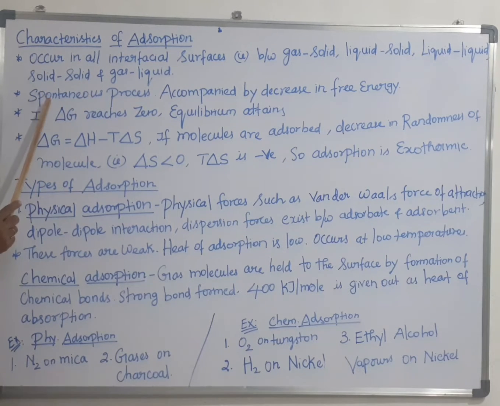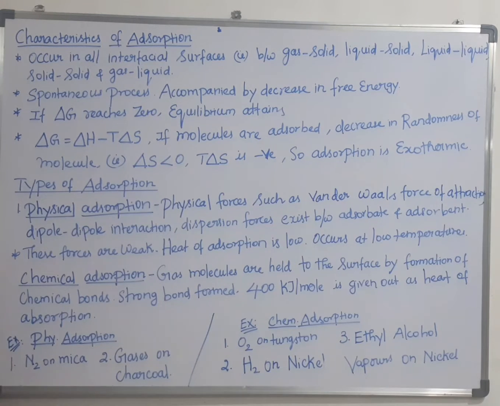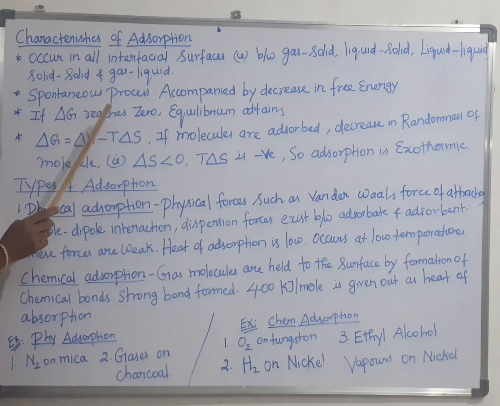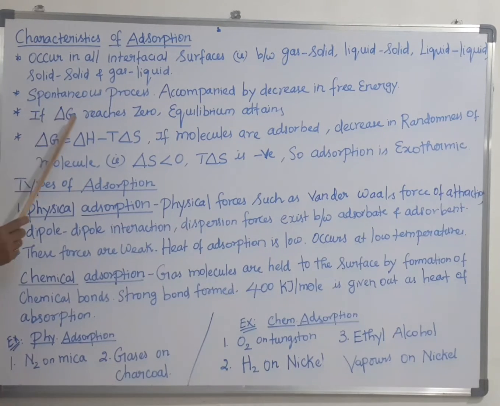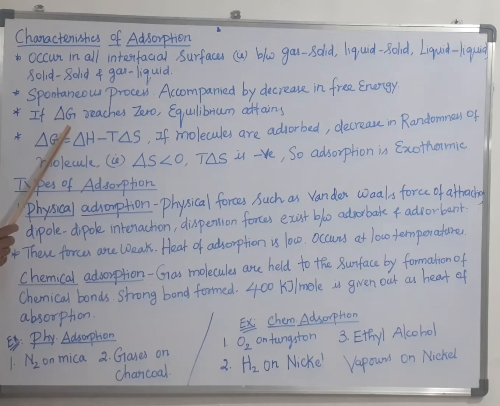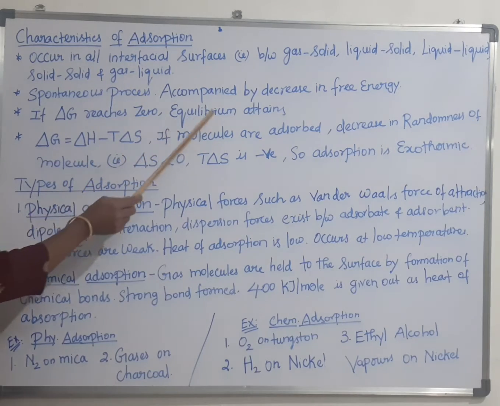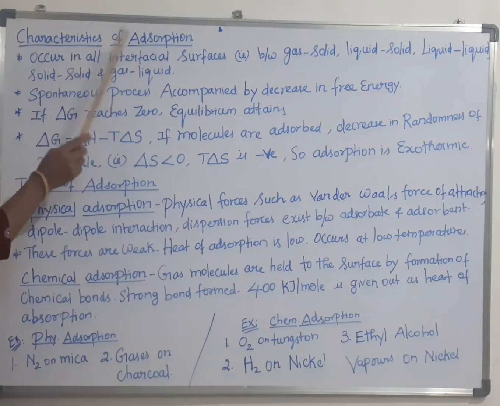Second one, adsorption is a spontaneous process. It is accompanied by decrease in free energy, that is the free energy is denoted as G. So if the free energy decreases, adsorption takes place. So it is a spontaneous process. If delta G reaches 0, equilibrium is attained. That is, if the change in free energy reaches the 0 value, then the adsorption process becomes an equilibrium condition. Okay, this is the third characteristic of adsorption.